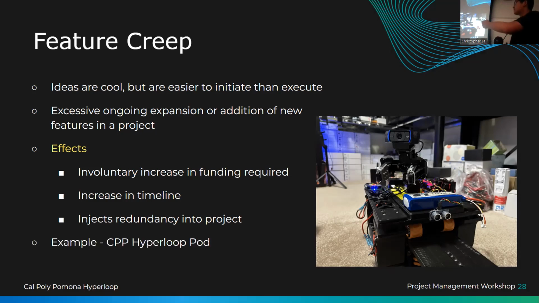So again, example, Hyperloop pod. This pod was changed into a battery swapping mechanism for drones later on down the line, which explains all the additional like attachments to it. But again, there's a lot of features on this thing, and if you don't stick to the main problem-solving points, you're going to run into many, many issues down the road.